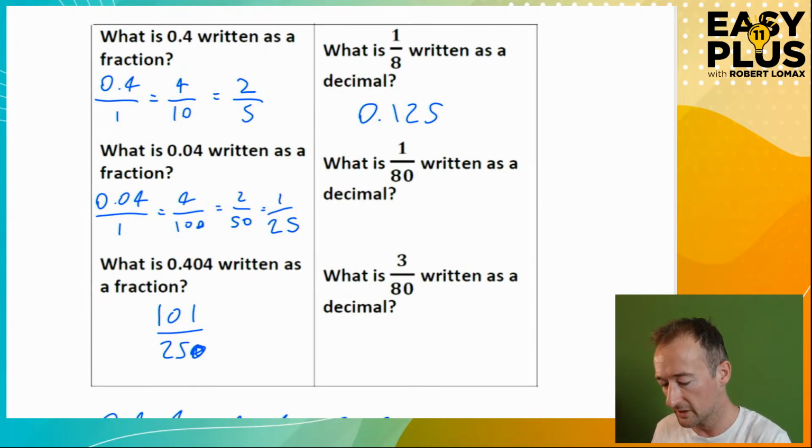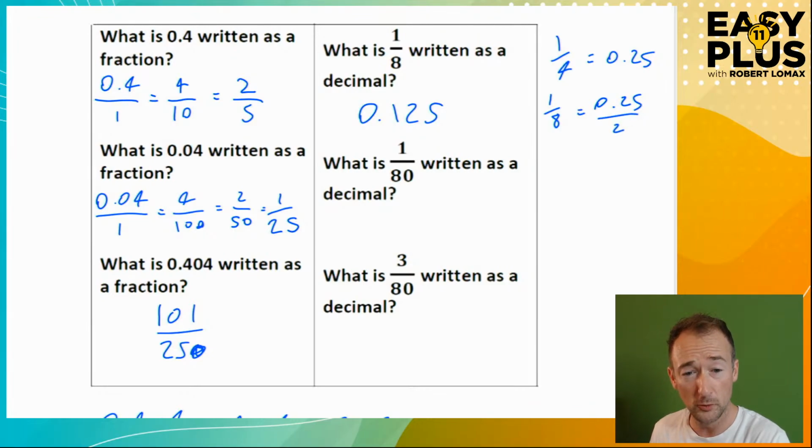Right, how else might you do this? Well, you might know, for example, that a quarter is 0.25. So you'll know that an eighth is half of 0.25. What's half of 25? It's 12.5, so 0.125. So that would be a shortcut for you if you're familiar with that approach, if that comes to mind. But there's nothing wrong with doing what I did there and just working through it as a division.